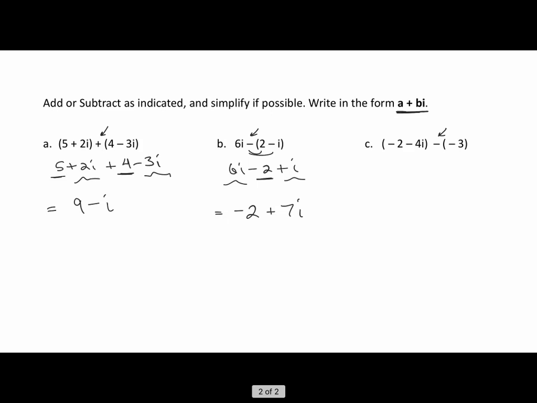For c, I see there's subtraction, so I'm going to just remove the parentheses on the first complex number. And then I'm going to make sure that, well, there's no distribution because there's only one term here. I just change that sign to plus 3. So let's combine the real numbers. Negative 2 plus 3 is 1. And then the imaginary number doesn't have anything to combine with, so it stays as it is. And that's written in the a plus bi form.